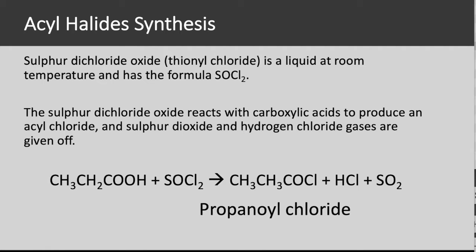You have to take sulphur dioxide chloride, which is SOCl2, and react it with the carboxylic acid, and that will replace the OH group with a Cl atom. And also HCl and sulfur dioxide. So you certainly don't want to be doing this in the lab. You need to do it in a fume cupboard, and that would give us propanoyl chloride.